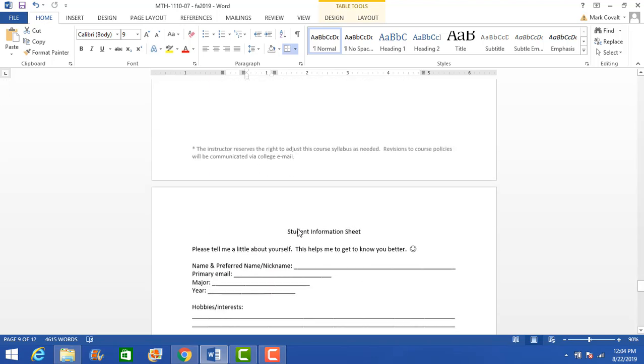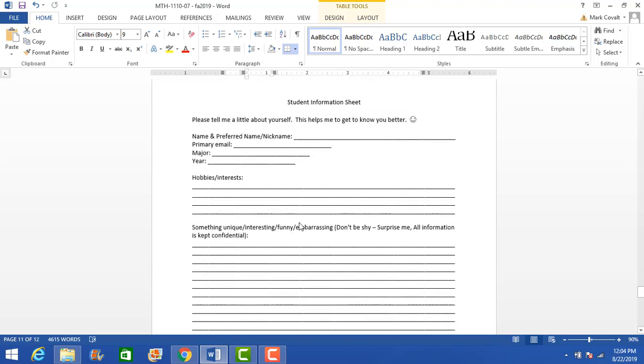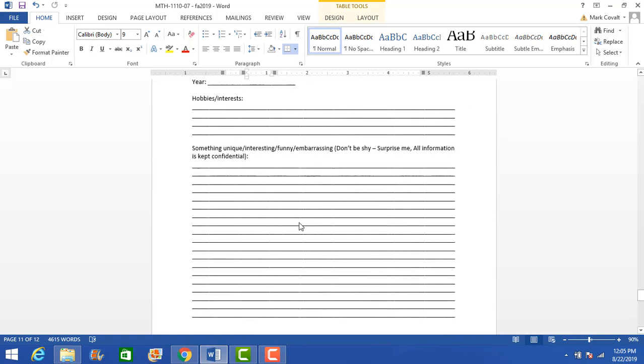Okay, so now the last 2 pages. These are the last 2 pages that I'm going to give you, those 10 points of extra credit test points. One is the student information sheet. I'm going to share information about myself, so you're going to get to know me as a person and as a teacher. And I want to get to know you a little bit. So fill this in as much as you can. I will keep this confidential so you can share whatever you want, your heart's desire.